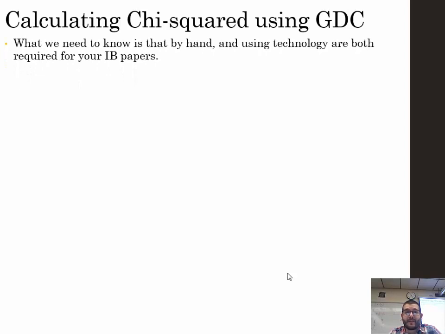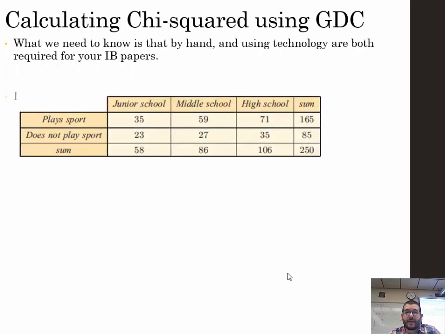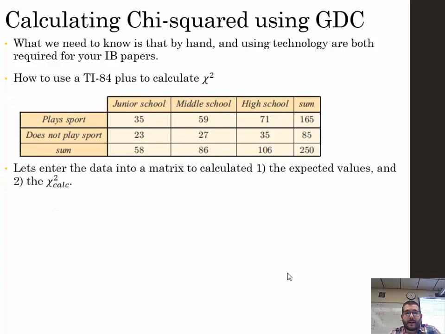Calculating chi-squared using the graphing calculator. What you need to know is this is the kind of stuff that you're going to be required to do on the IB paper. There's your example. This is how we do it on the calculator.